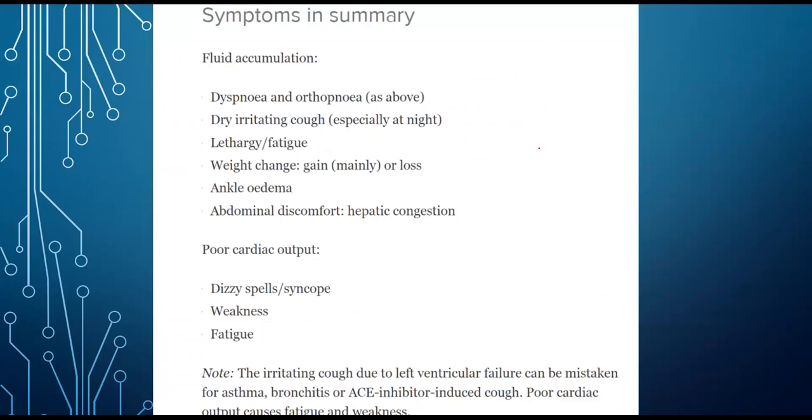So what happens in heart failure? If we know about the pathophysiology of the heart, let's say this is your heart, and your heart is supposed to send blood to the aorta and then to your whole body, right? Now, if the heart is unable to do that properly, that's the time we call it CCF. Now, heart failure can be due to two things. One, it could be systolic heart failure. Another, it could be diastolic heart failure.